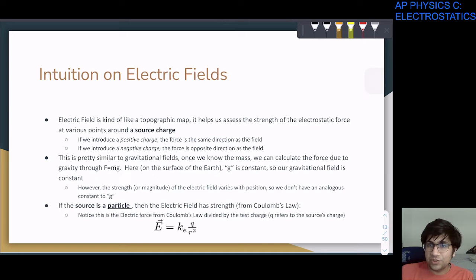And it's kind of similar to gravitational fields. Once we know the mass, we can calculate the force due to gravity, F equals mg. But gravity is constant on the surface of the Earth; your g is the same. It doesn't change. But in E&M, your separation from the source charge, how far away you are, matters. That has an effect. And that's why we have to introduce this, because electric fields vary with position.